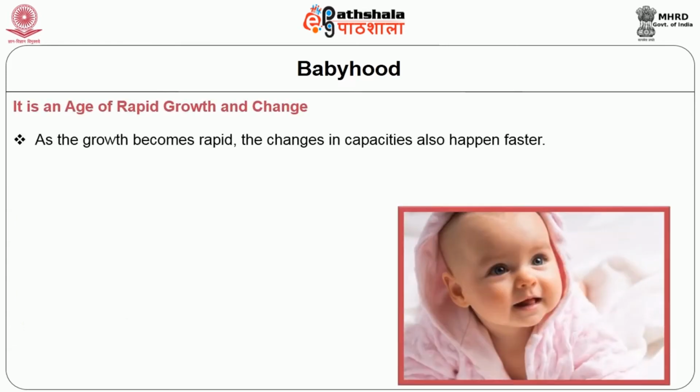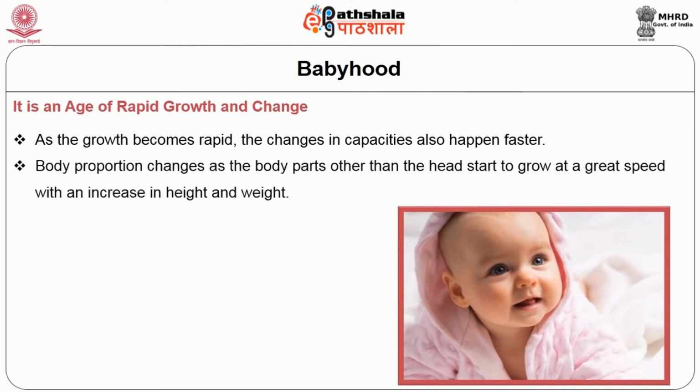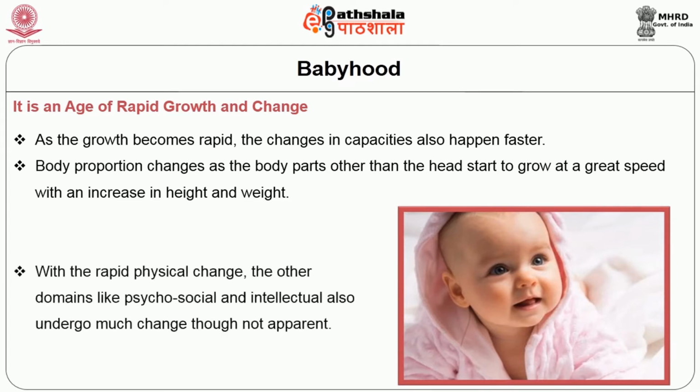With this, the second characteristic, let us look into it. It is an age of rapid growth and change. As the growth becomes rapid, the changes in capacities also happen faster. Body proportion changes as the body parts other than the head start to grow at a great speed with an increase in height and weight. With the rapid physical change, the other domains like psychosocial and intellectual also undergo much change, though not apparent.